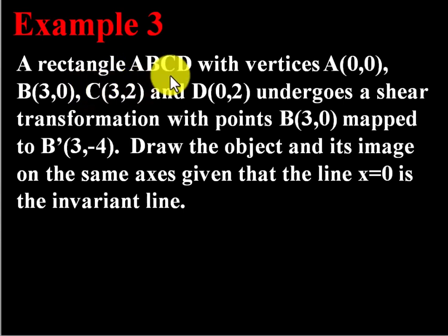Example 3. A rectangle ABCD with vertices A(0,0), B(3,0), C(3,2), and D(0,2) undergoes a shear transformation with point B(3,0) mapped to B'(3,-4). Draw the object and its image on the same axis, given that the line x equal to 0 is the invariant line. Line x equal to 0 is the y-axis, so this is y-axis invariant.